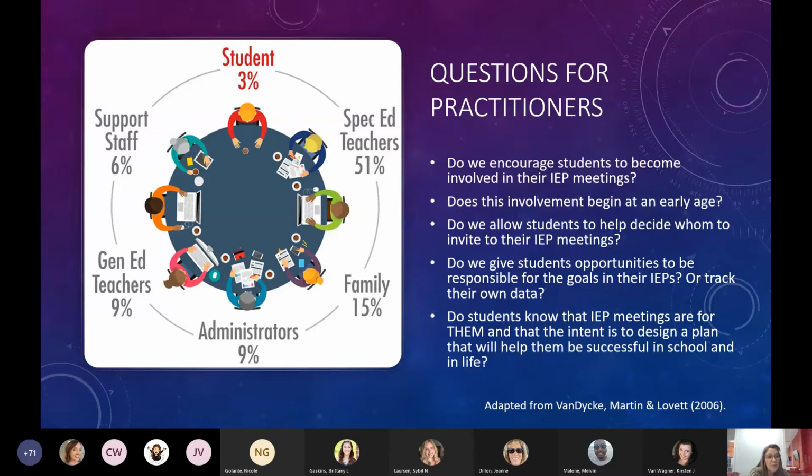Do we allow students to help decide whom to invite to their IEP meetings? Think about related service providers and additional support personnel. Do we give students opportunities to be responsible for their goals or even tracking their own data? Do students know that IEP meetings are for them and that the intent is to design a plan that will help them be successful in school and in life?